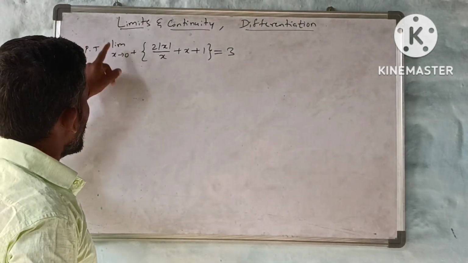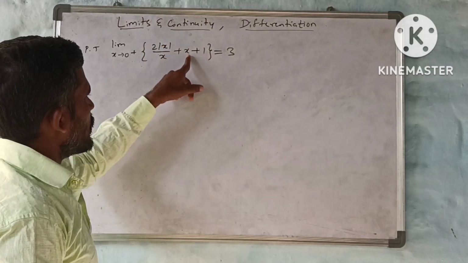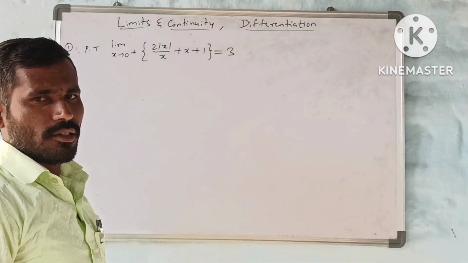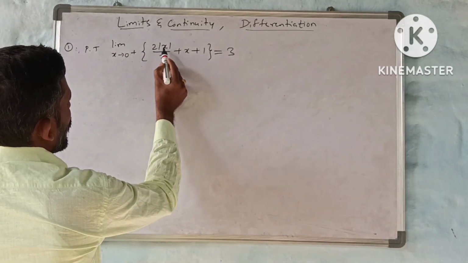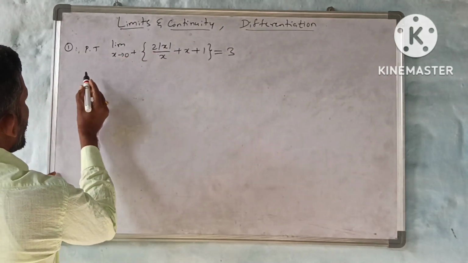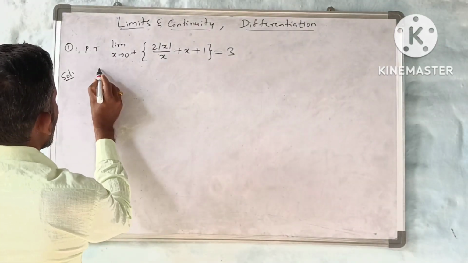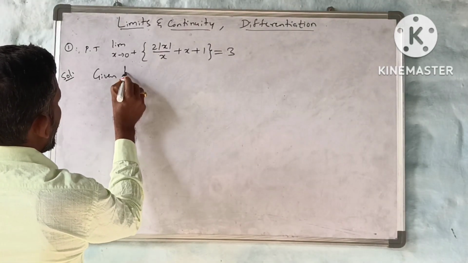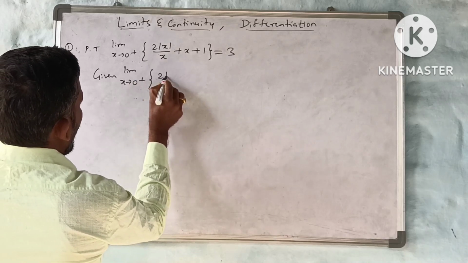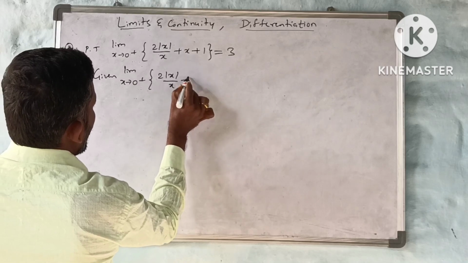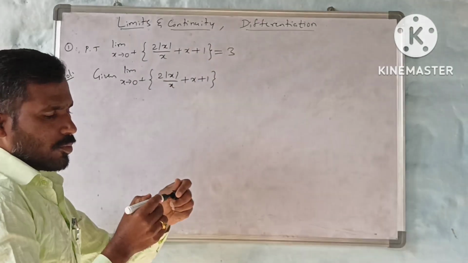Prove that limit x tends to 0 plus of (2 modulus x by x plus x plus 1) equals 3. So prove or show that here. In the given one, he has given the modulus of x. Whatever he has given, in the solution also you have to take the given one. So given limit x tends to 0 plus of 2 modulus of x by x plus x plus 1. We have to take the left side and prove the right side.